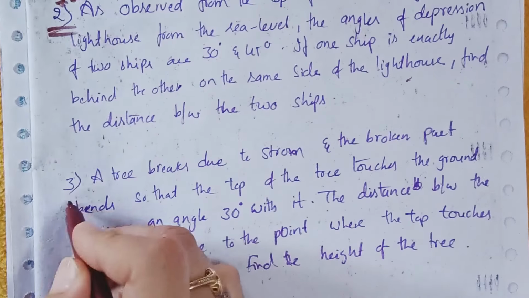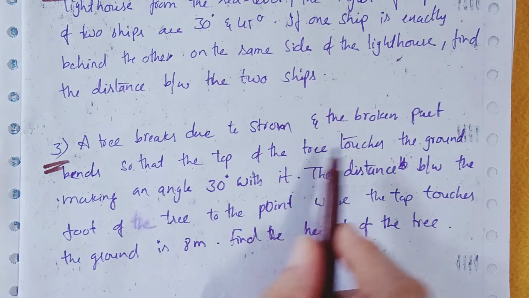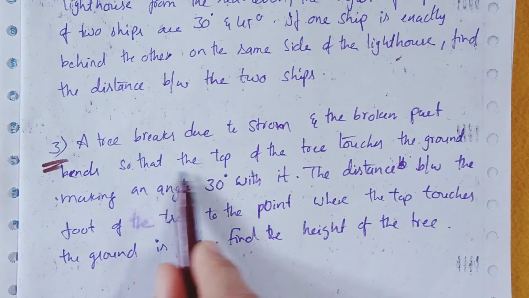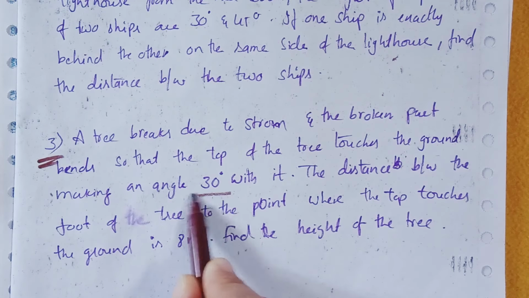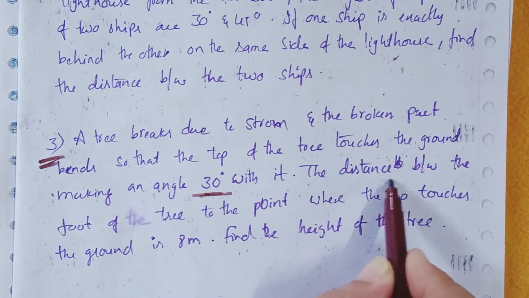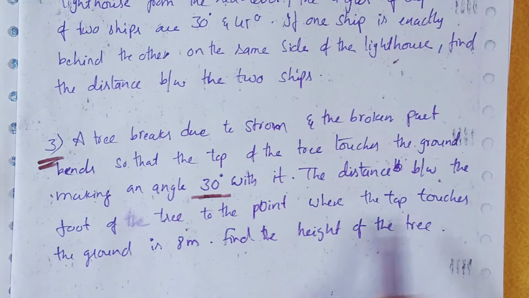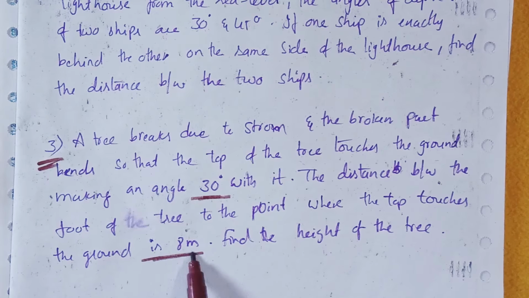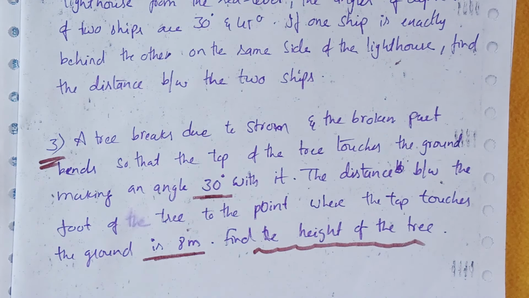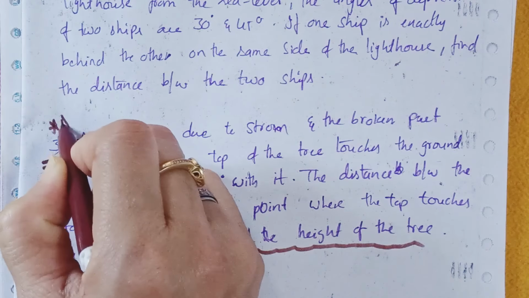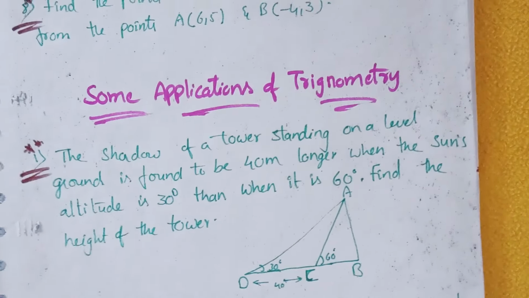Okay, next fourth question is, a tree breaks due to a storm and the broken part bends so that the top of the tree touches the ground, making an angle of 30 degrees with it. The distance between the foot of the tree and the point where the top touches the ground is 8 meters. Then we have to find the height of the tree. Understood, guys? So these four questions are from some applications of trigonometry. Understood? Okay.